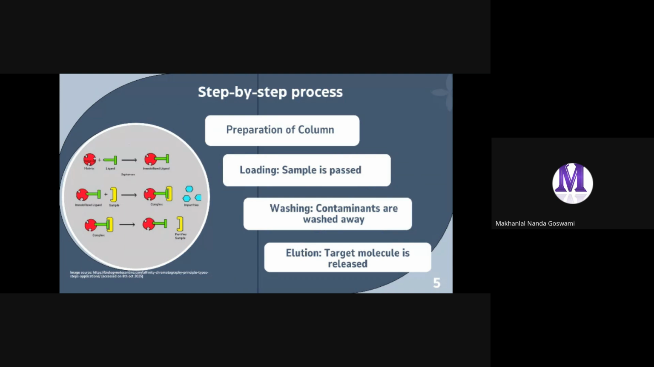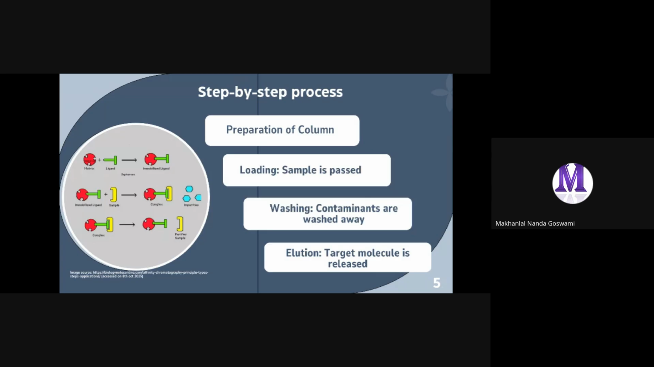So the next slide shows the steps which can be followed in affinity chromatography. First of all, we need to prepare the column. The column is filled with matrix. The ligand is selected according to the nature of the target molecules. Second is the loading of the sample. A solution containing a mixture of substances is poured into the column and allowed to flow through it.